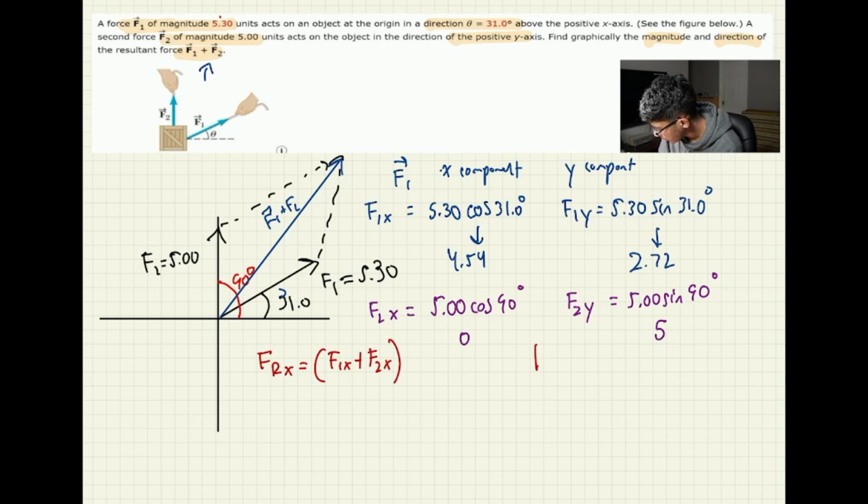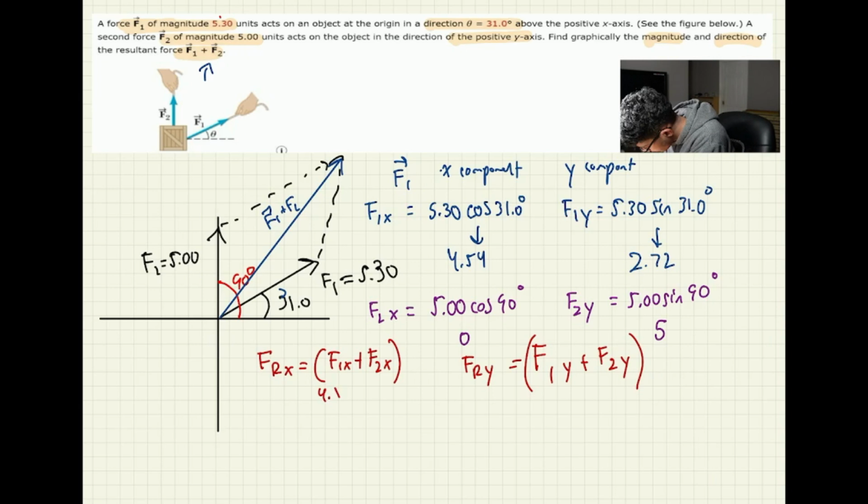And same thing, we're going to find the total vertical pull. What that is, it's F(r)y equal to F(1y) plus F(2y). So we're just going to add these together.